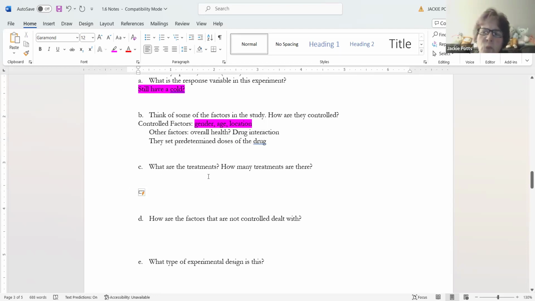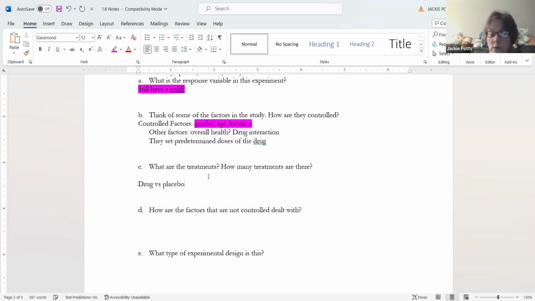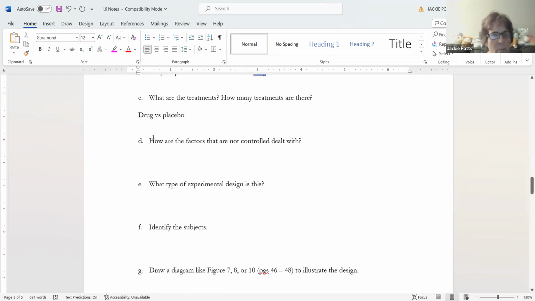So what do you think the treatments were? Well, treatment 1 would be the drug. Treatment 2 would be the placebo. Whether you're getting the drug or the placebo would be the treatment. Remember, it's what is it we're tweaking? The explanatory variable is really the treatment. What is it that we treat?